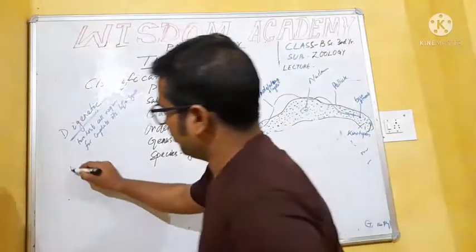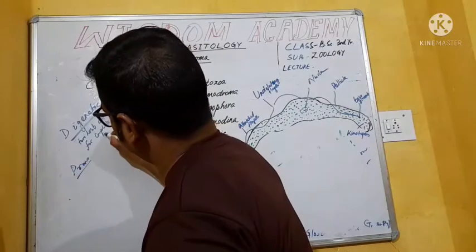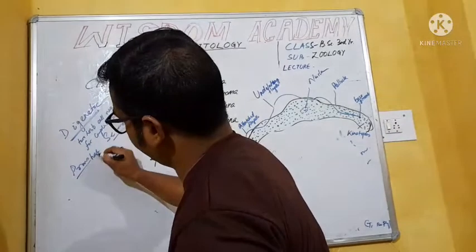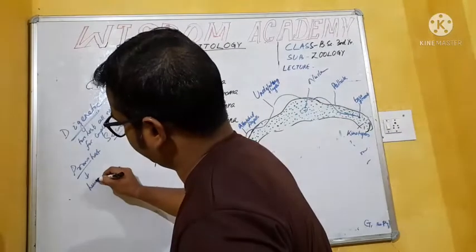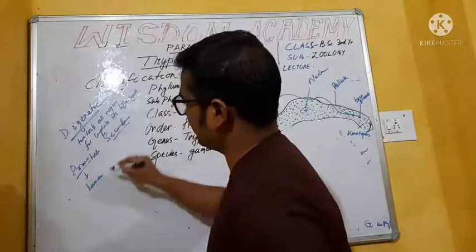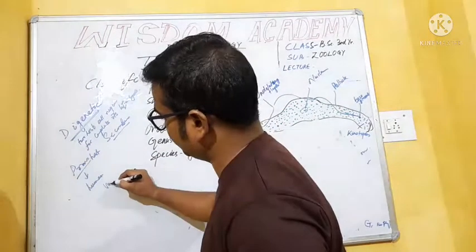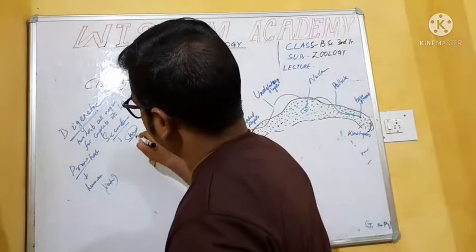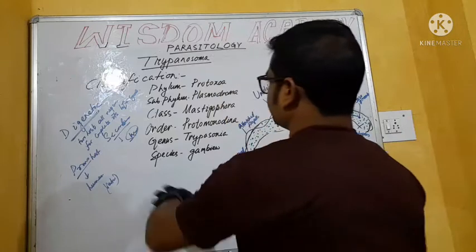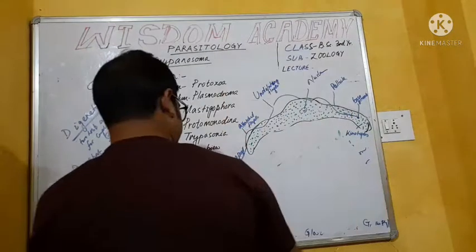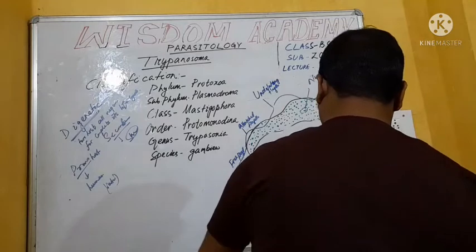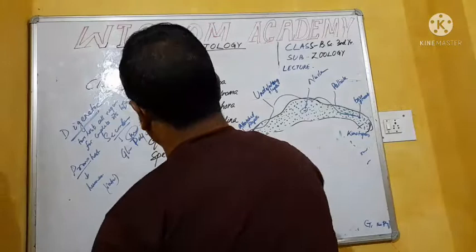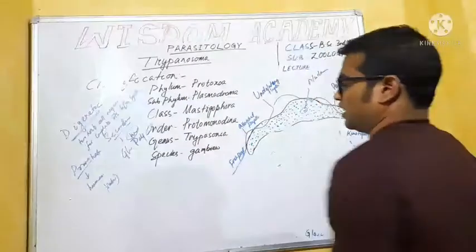So the first is the primary host, the second is the secondary host. In the primary host, suppose a human is affected by Trypanosoma, it is a vertebrate. Then this is transmitted to an invertebrate, like Glossina palpalis. Glossina palpalis is the secondary host, an invertebrate fly.